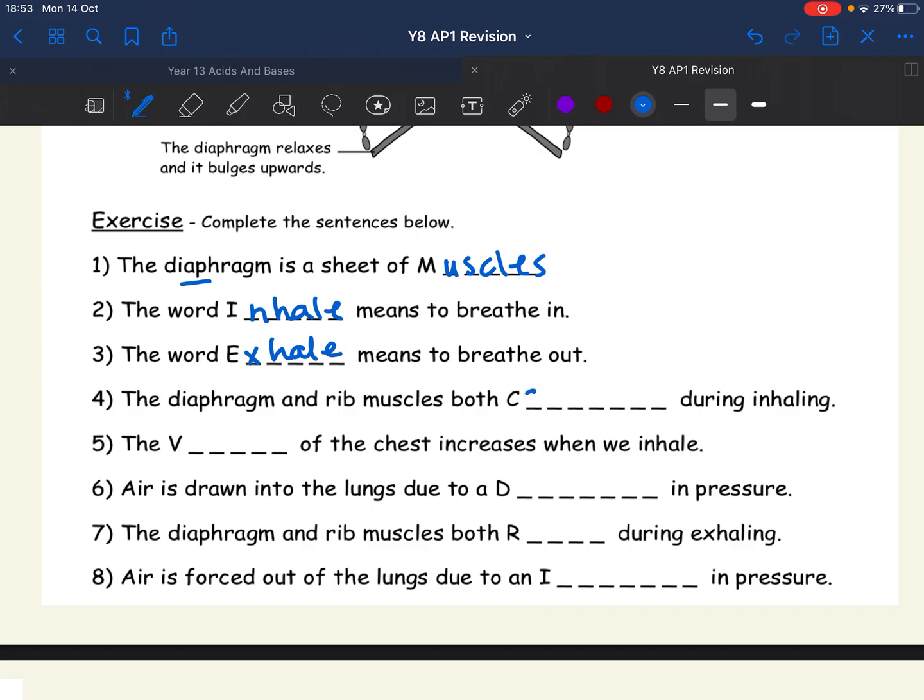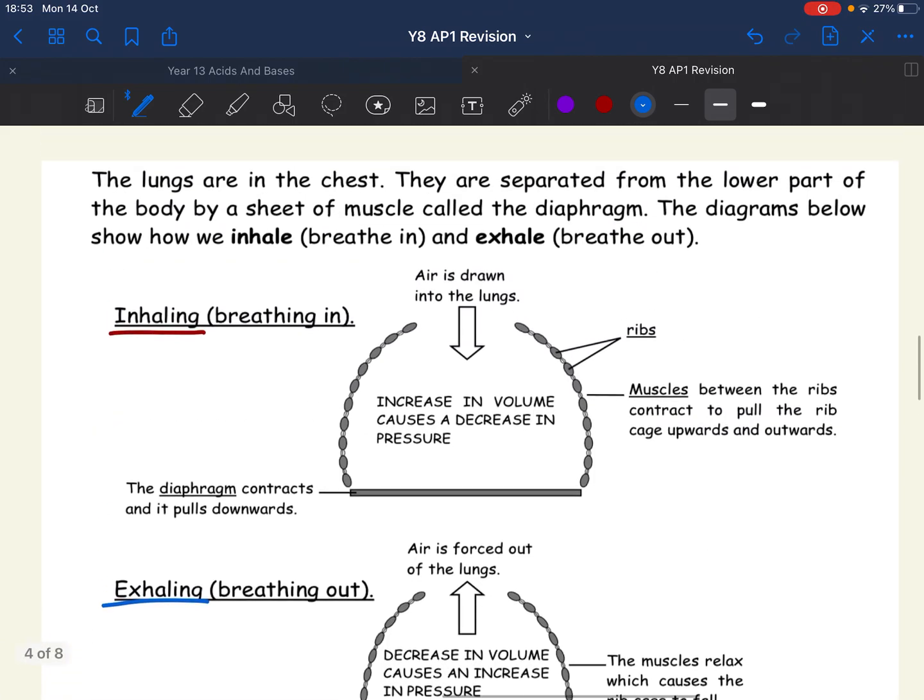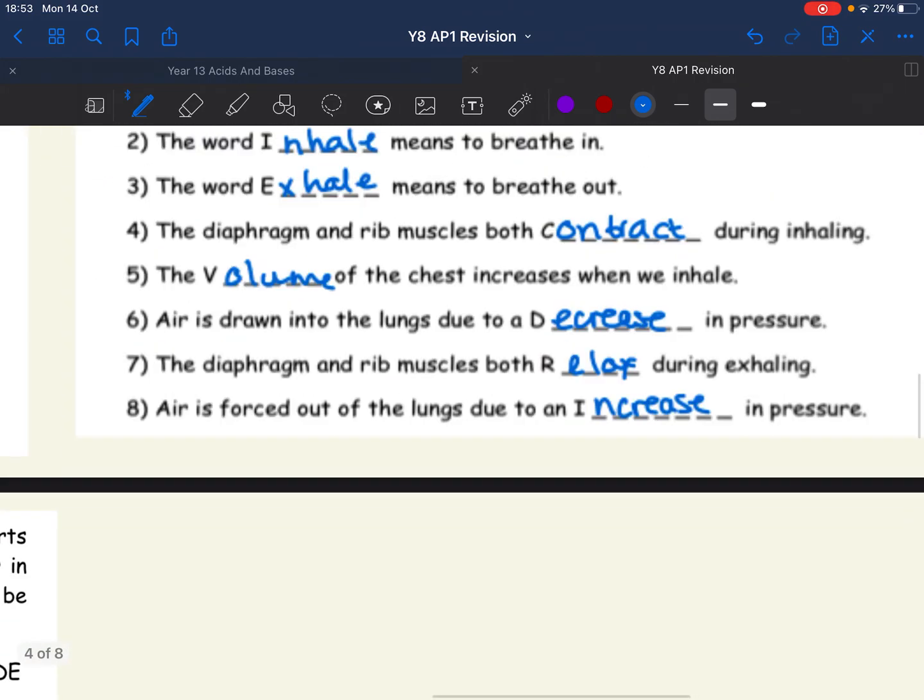The diaphragm and rib muscles both contract, sort of shorten, during inhaling. The volume of the chest increases when we inhale. Air is drawn into the lungs due to a decrease or drop in pressure. The diaphragm and the rib muscles both relax. During exhaling, air is forced out of the lungs due to an increase in pressure. And this is the process of inhaling and exhaling.